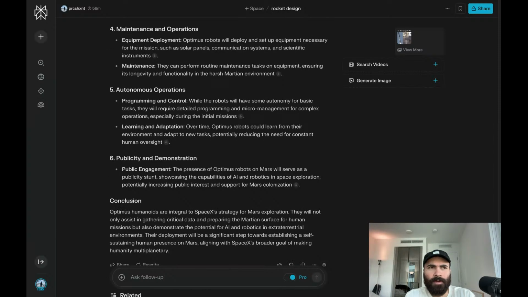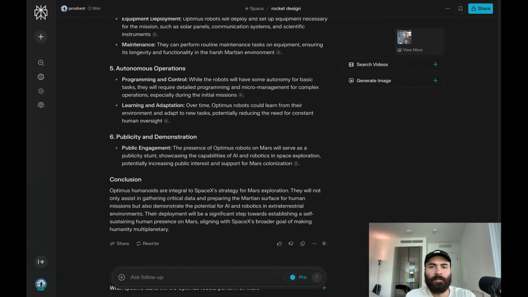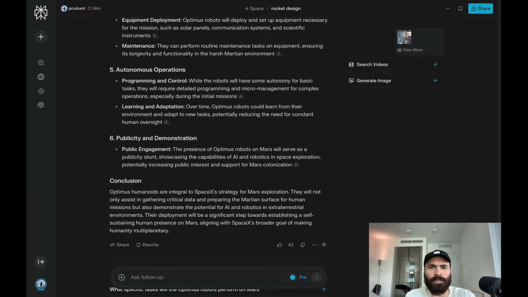Wow, wow. You just land there and you have these Optimus who are ready to serve you, ready for you with everything. They're like, hey, where do you want to sit? What view would you like? Do you want Mount Sharp? Do you want to go to the top of Mount Sharp? Let's hike there. They can perform routine maintenance tasks on equipment, ensuring its longevity and functionality in the harsh Martian environment. Right, they need to do that ASAP.